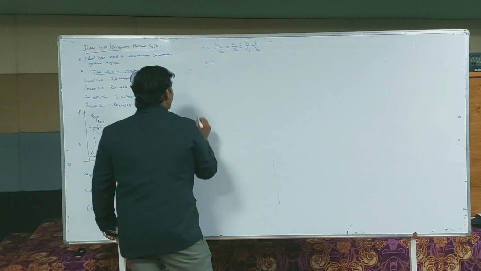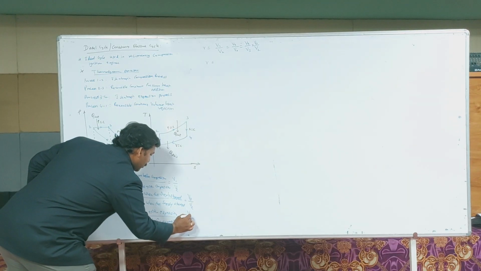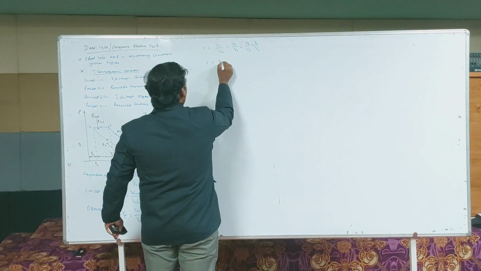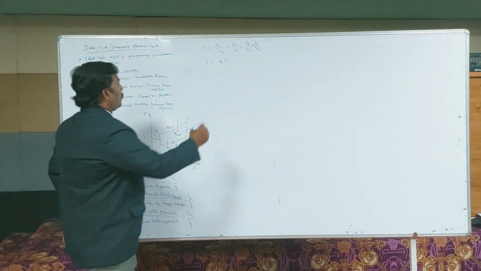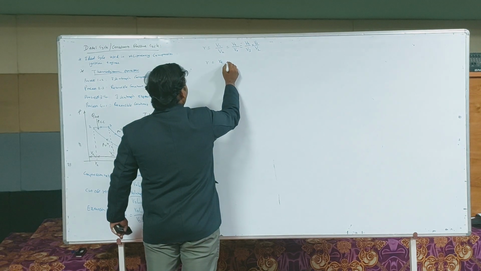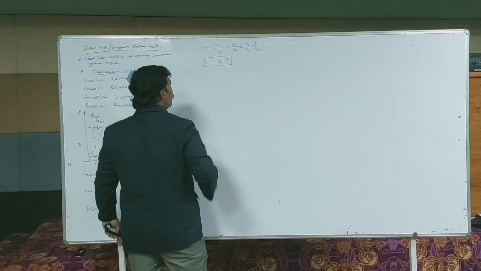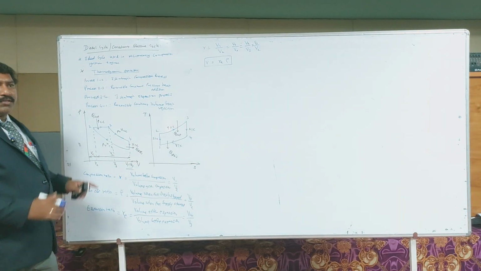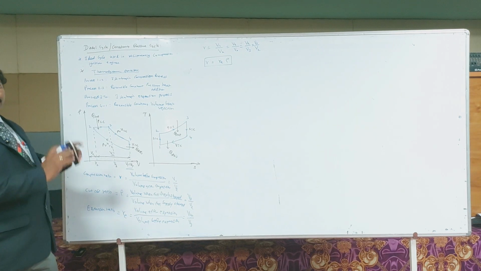So from the definition, V4 by V3 is actually the expansion ratio, therefore R is equal to RE. V3 by V2 is the cutoff ratio. So we can develop a relationship between these three ratios: compression ratio is equal to expansion ratio into cutoff ratio. So with this information and input, we will start to derive the efficiency of a diesel cycle.